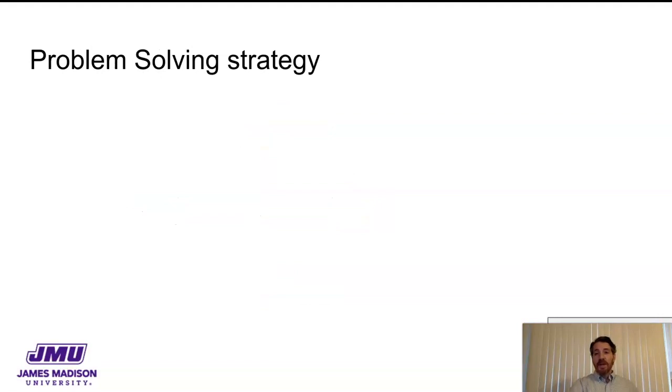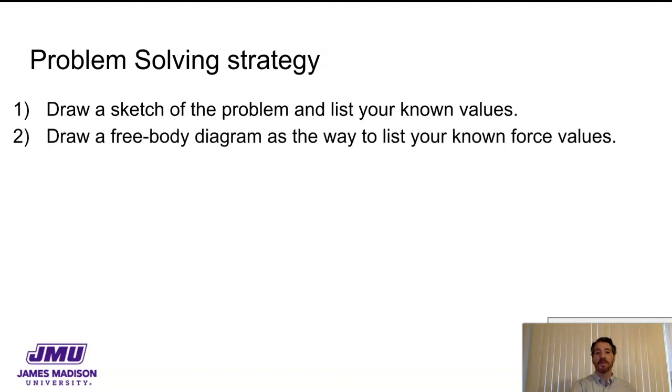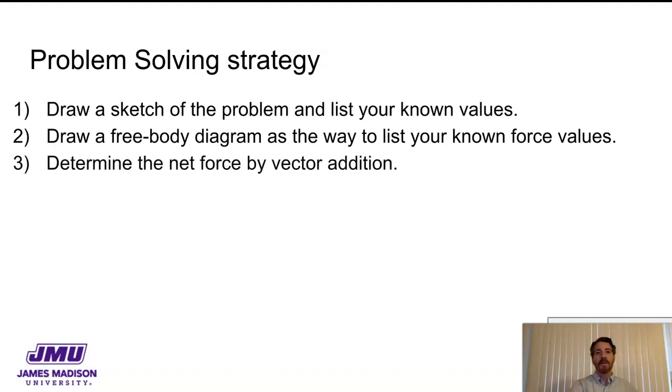The basic problem-solving strategy for any question that has forces is that we will start with a sketch of the problem, and it says list your known values. There's a special way to list the known values that are forces. Draw a free body diagram to list your known forces and the directions that they go. List things that are not forces separately from the free body diagram, because you cannot add a displacement to a velocity or a velocity to an acceleration. You can't add any of those to forces. So even when they're really important to the question, they should not be on the free body diagram itself. Determine the net force through vector addition.